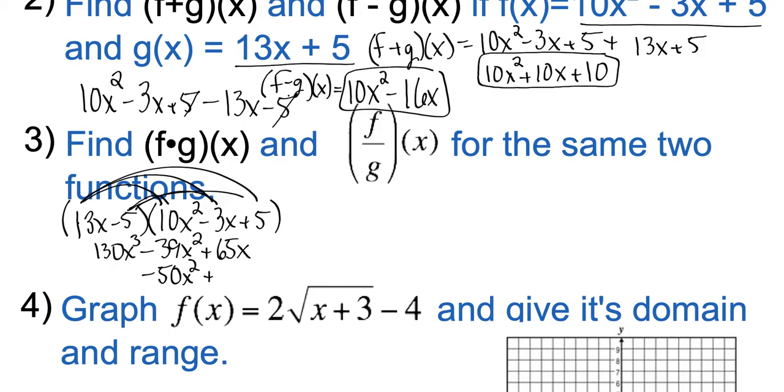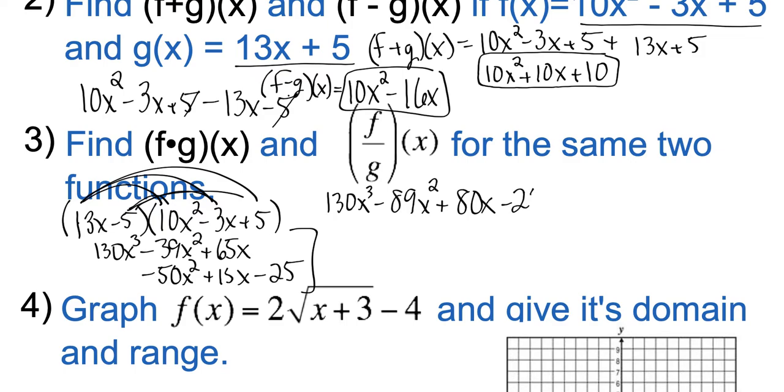And then we have a plus 15x and then a minus 25. Combine like terms here, and we will get 130x to the third minus 89x squared plus 7080x minus 25. So that's what we get when we do the multiplication. Now the division, this one is pretty easy.